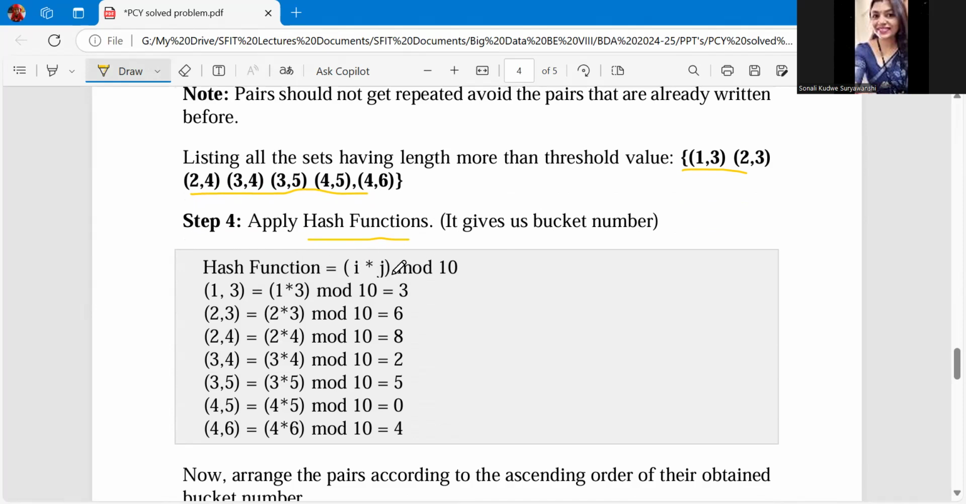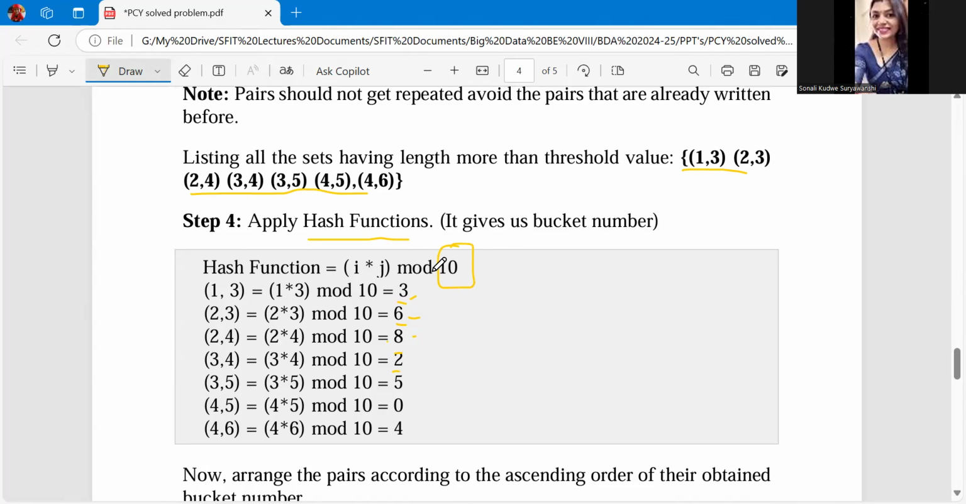The hash function is i into j mod 10. So i and j, ij is your pair, i is 1, j is 3, 1 into 3, that is 3, 3 mod 10 is 3. So in a similar way, you're going to create hash value for all the pairs in your set, which are frequent pairs. Once you get these values, now please pay attention. Now these values are nothing but your bucket numbers in your hash table. Now our hash table size is 10. So here it is written in the hash function, right? We are performing mod 10.